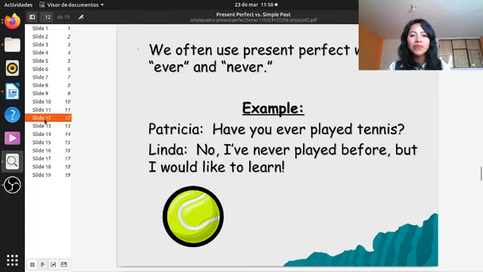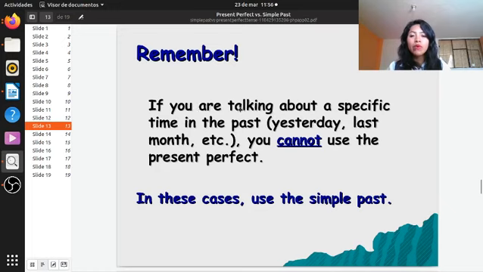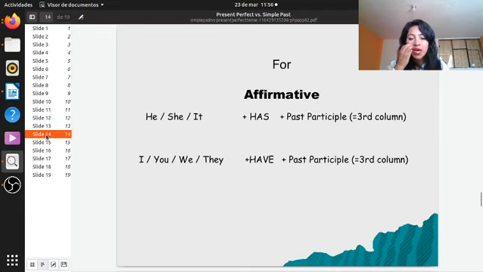Very good. Okay. We often use present perfect with ever and never. For example: Patricia, have you ever played tennis? Of course, we are using present perfect. And Linda: No, I've, the contraction of I have, I've never played before, but I would like to learn. Remember, if you are talking about a specific time in the past, yesterday, last month, ago, you cannot use the present perfect. In these cases, use the simple past. Okay? Remember that.